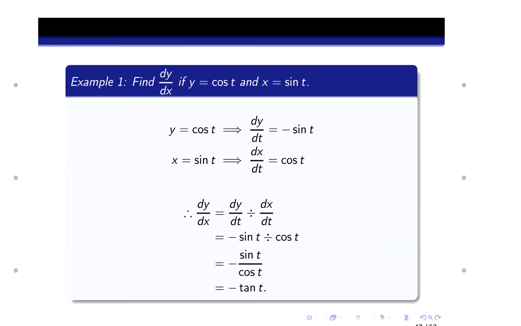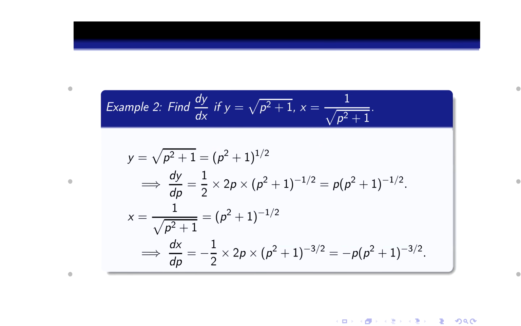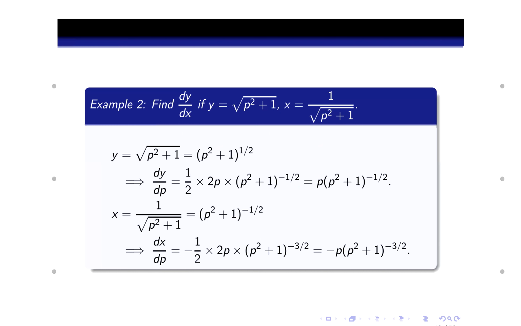Okay, so we have another parametric expression here. Now, you want to find dy/dx if y is equal to the square root of p squared plus 1 and x is 1 over the square root of p squared plus 1. So again, y is (p squared plus 1) raised to power half. You need dy/dp: bring down the half, differentiate inside, you have 2p, then (p squared plus 1) raised to minus half. So 2 cancels out, and you have p into (p squared plus 1) raised to minus half.